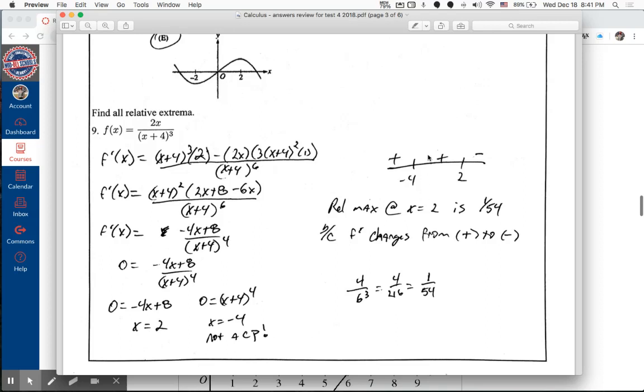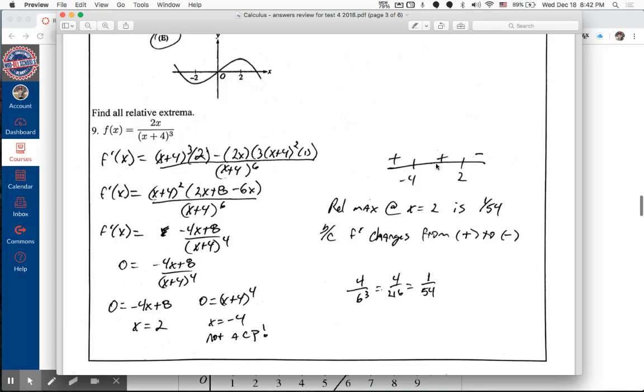But you still want to go ahead and put it on your sign line just so you can see what's positive and what's negative. So I put negative 4 on there. I know it's not a critical point, but it's there. I put 2 on there. 2 is a critical point. So all I really care about is what's going on to the left of 2 and the right of 2.